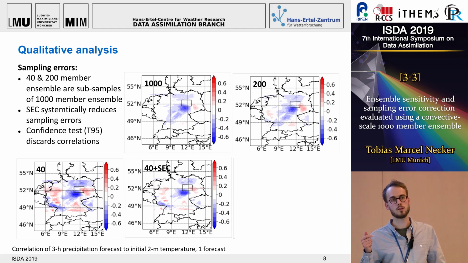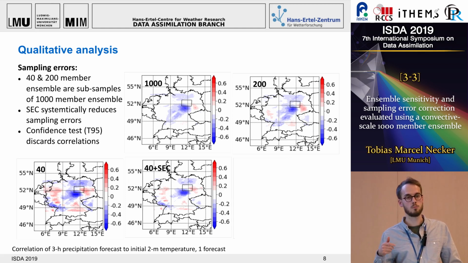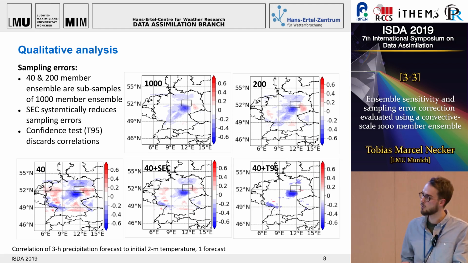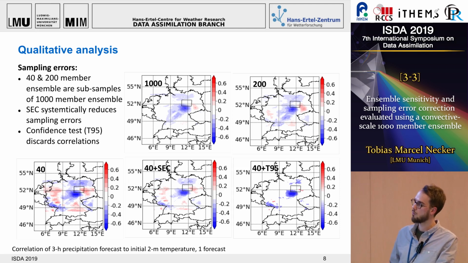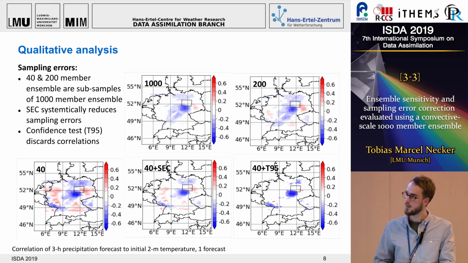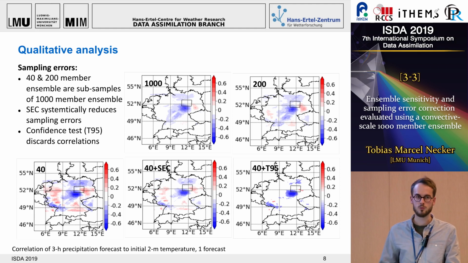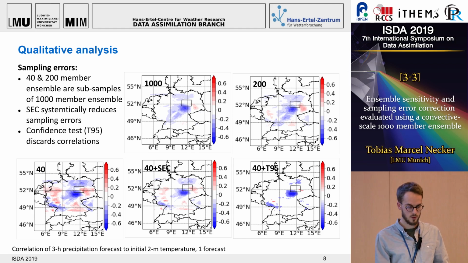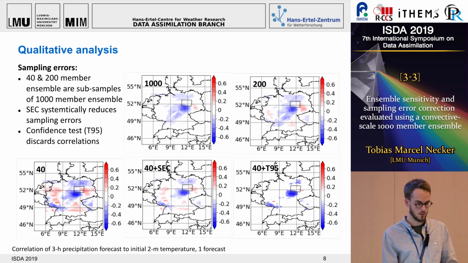In the following, I will always compare the sampling error correction to an approach which was first used by Thorne in 2010, which is just a simple confidence test checking if the correlation is significant. You can see what this does: it throws away more correlations, and it only leaves the strong correlations that are significant. But I have to say that this is not appropriate for data assimilation because we have no homogeneous field afterwards. So this is only good for qualitative analysis, as is sometimes done for sensitivity studies.